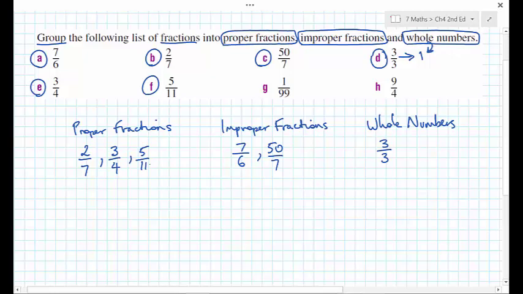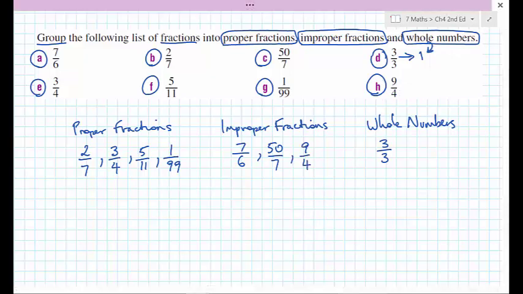We have that, if we look at G, 1 divided by 99, 99 doesn't go into that a whole number of times. So we look at our numerator smaller than our denominator, so 1 over 99 is also a proper fraction. And if we have a look here at 9 divided by 4, 4 can't go into that a whole number of times, so it's not a whole number. But our numerator is bigger than our denominator, so it's an improper fraction.